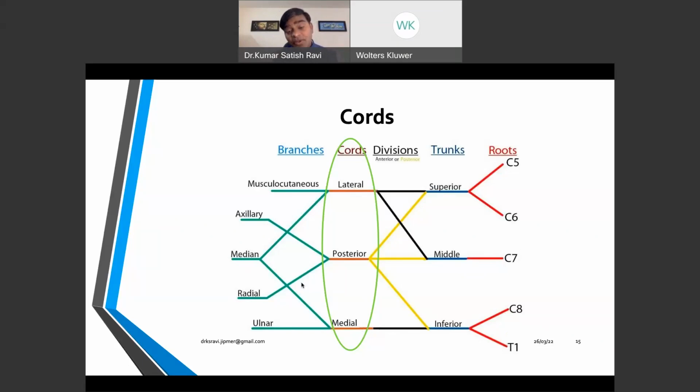Whereas when we talk about this posterior cord, because this posterior cord is formed by the posterior division of the upper trunk, the posterior division of the middle trunk, and posterior division of the lower trunk. So some of the branches, if you see, will have the fibers C5, C6, C7, C8, and T1, because the posterior cord has contributions from C5, C6, C7, C8, and T1.